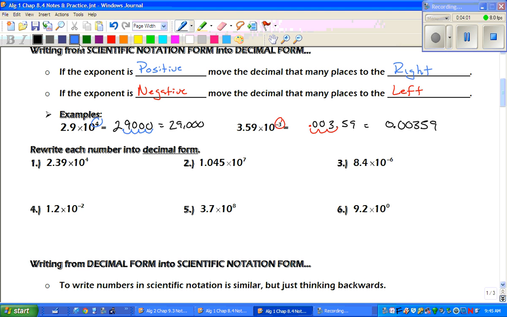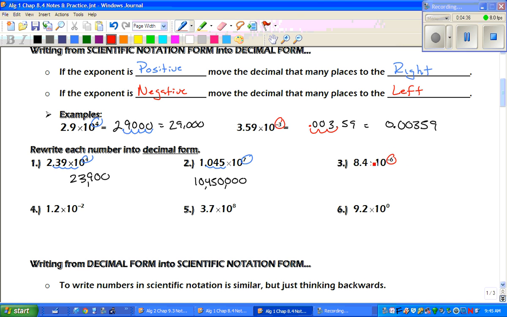So let's practice this. Number 1 is positive, so you gotta move it 1, 2, 3, 4. There you go. Okay, positive. 1, 2, 3, and then 4 zeros. So 1, 2, 3, 4, 5, 6, 7. There you go. That number is really 10,450,000.